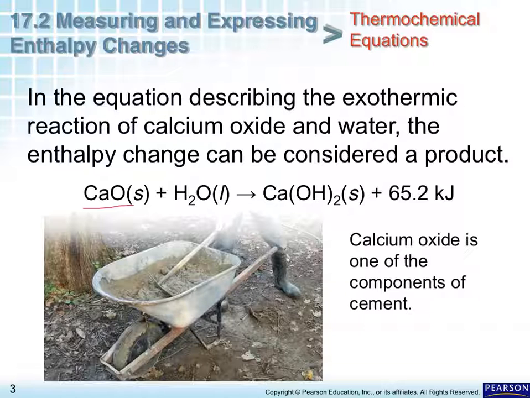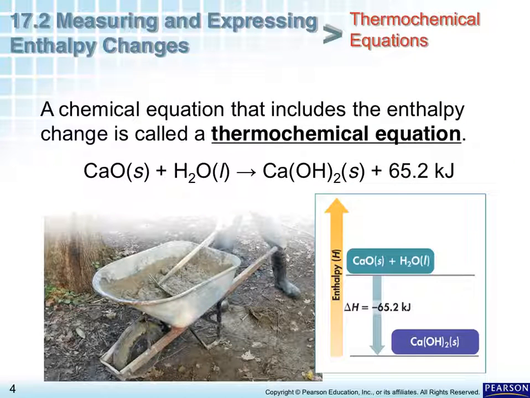So when you add water to calcium oxide in cement, it produces calcium hydroxide, and it also produces 65.2 kilojoules of energy. So this is an exothermic reaction, and you can see that the energy amount is written as a product. So the enthalpy change is considered a product. So any kind of a chemical equation, a balanced equation that shows the enthalpy change or the change in heat is called a thermochemical equation.